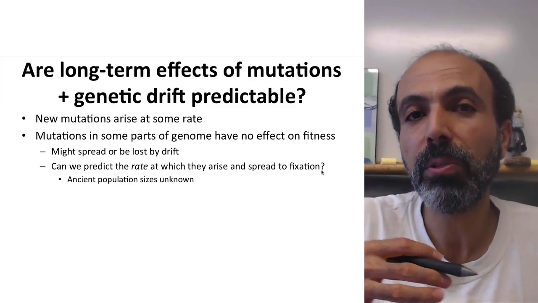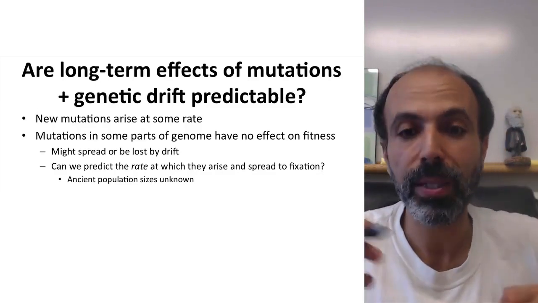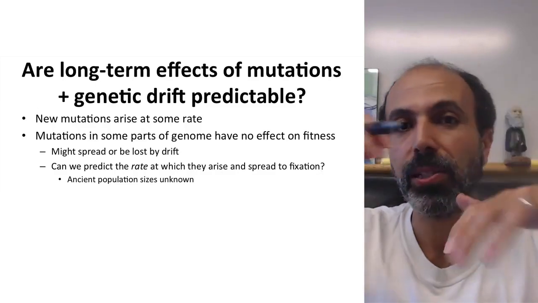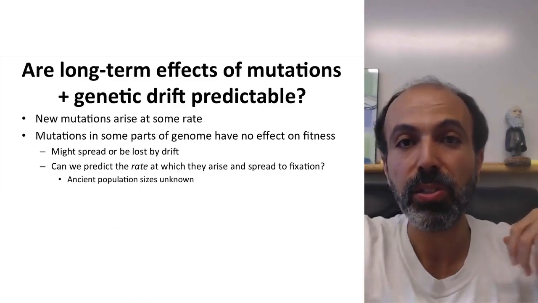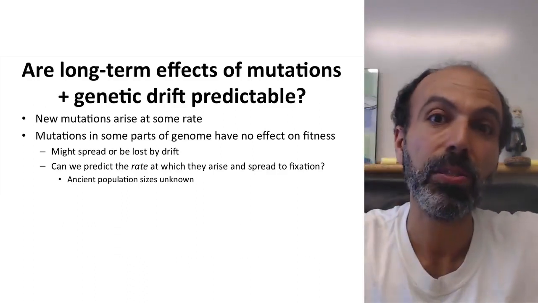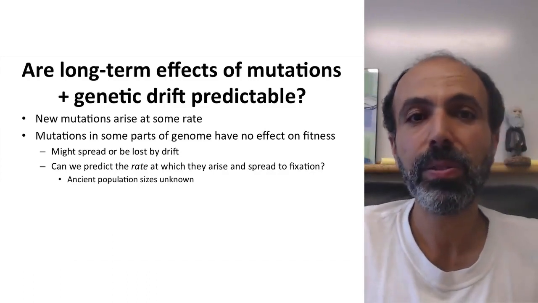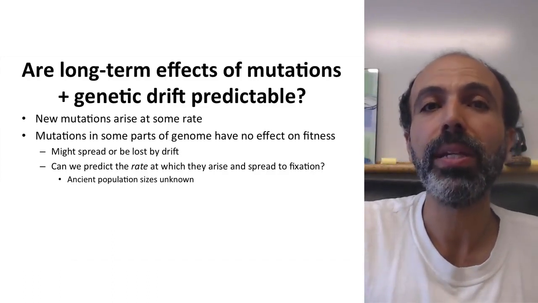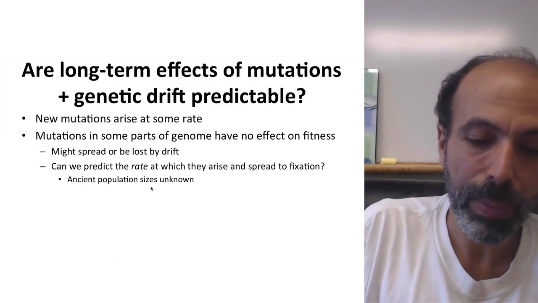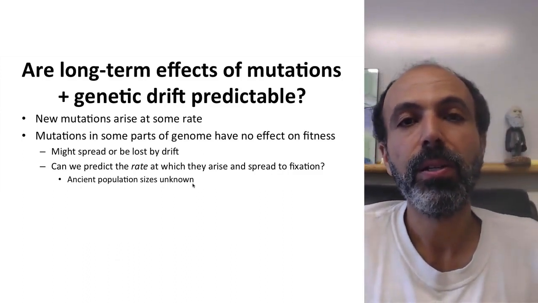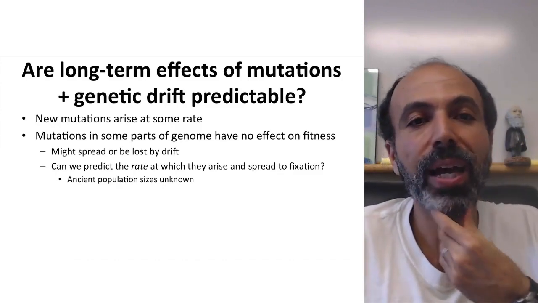This is what ultimately will lead to differences between species, right? That a new mutation arises, it spreads in one lineage, gets to 100%. That makes that lineage different from other lineages because it has this unique variant there. Well, can we determine this rate at which they arise and spread? Well, the tricky part is the ancient population sizes are unknown. So it makes it seem like this would be very challenging.